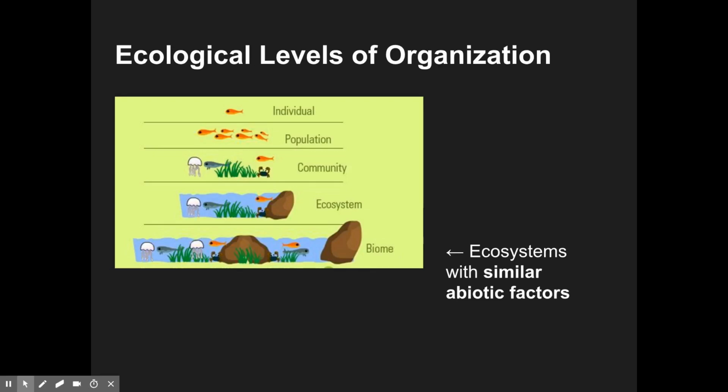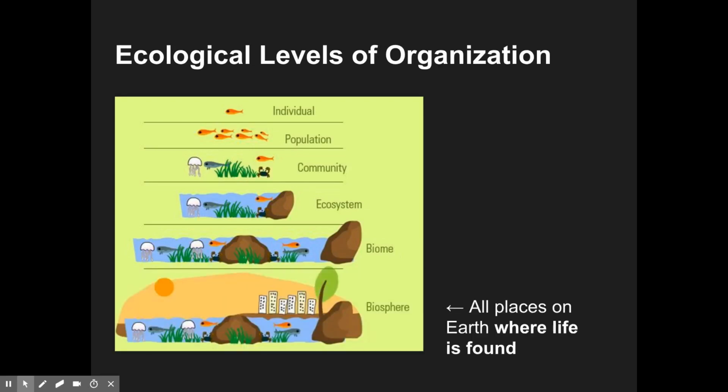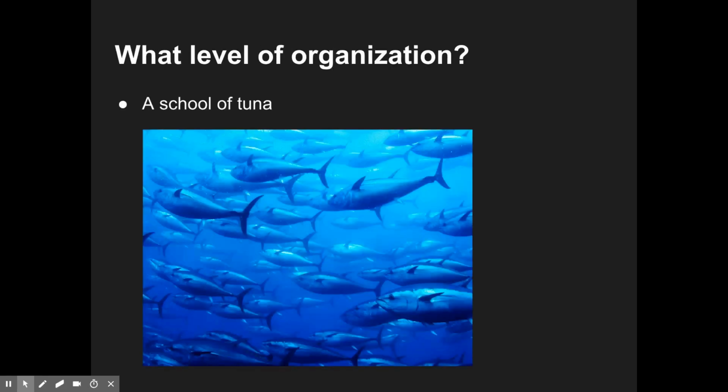And then the largest level of ecological organization is the biosphere, which includes every place on the planet where life is found. So again, time to test yourself. What level of organization does a school of tuna represent? I would describe a school of tuna as a population. It's a bunch of individuals of the same species all in one place.